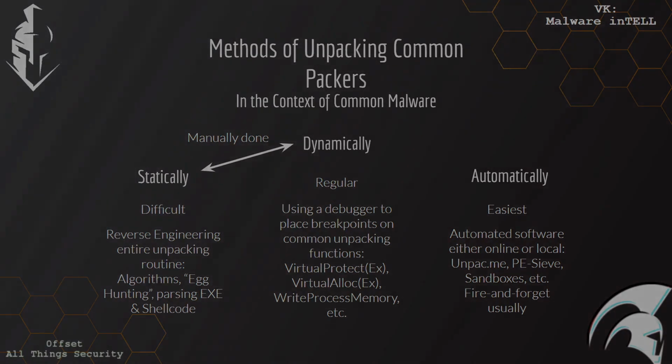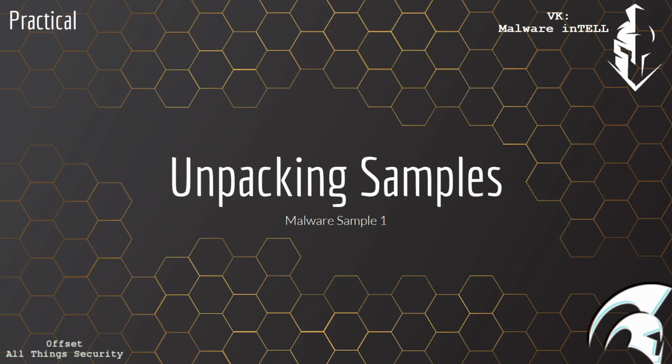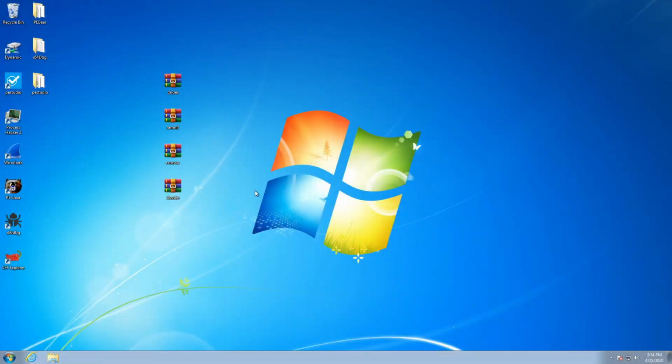So what we're going to do now is have a look at our first malware sample and see if we can unpack it. In this part of the chapter, we're going to be unpacking 4 different malware samples. We're going to start off with Dridex, then we've got Ramnit, Remcos, and then Zloader. And let's get started with unpacking Dridex.